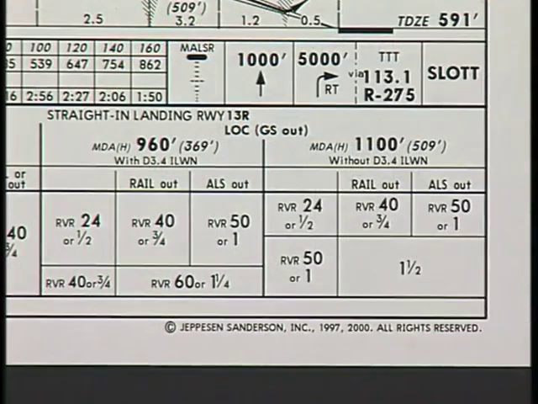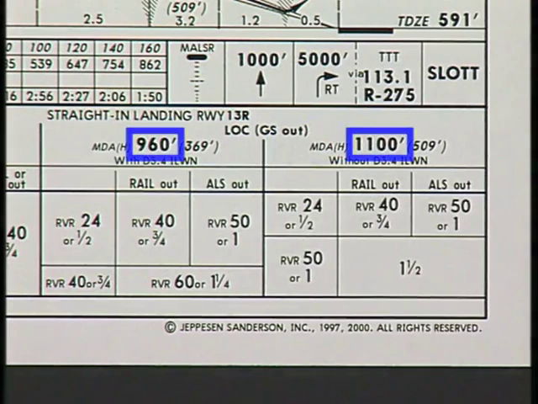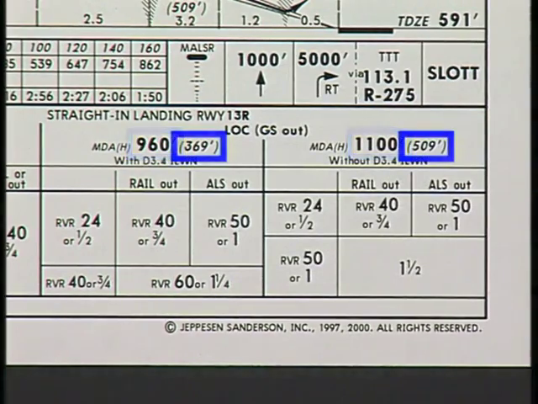For the localizer, glide slope out, or non-precision approach, the figures are labeled MDA parentheses H. The MDA, or minimum descent altitude, is the MSL altitude below which descent may not be made without visual reference. The H, or height, above touchdown is shown within the parentheses.